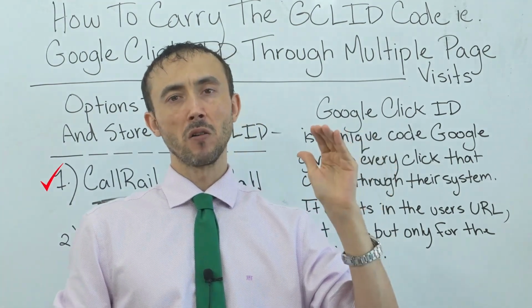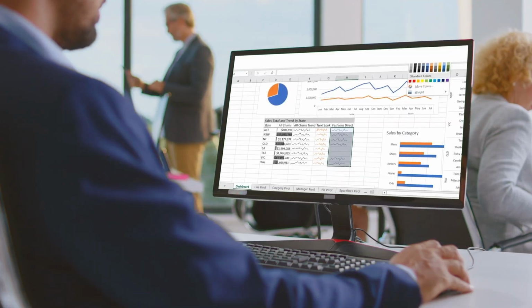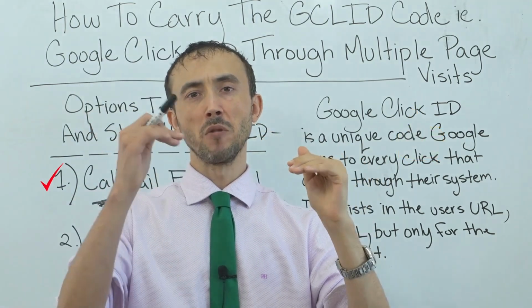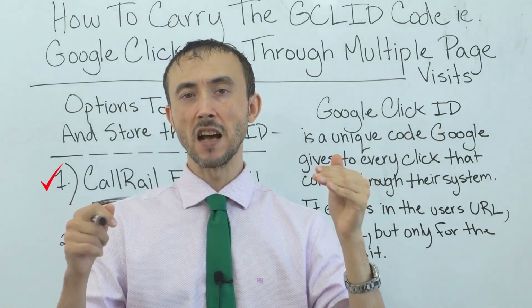Most people know about CallRail when they use it to track phone calls, and that if your phone call came from an ad, you'll be able to see under the timeline the Google Click ID, and that's great and everything.